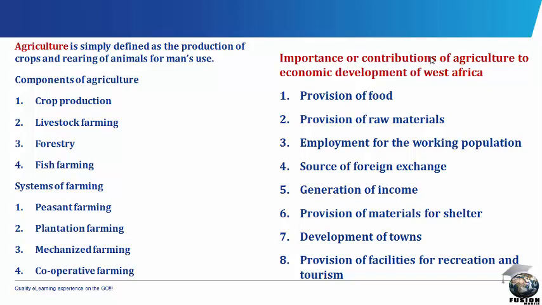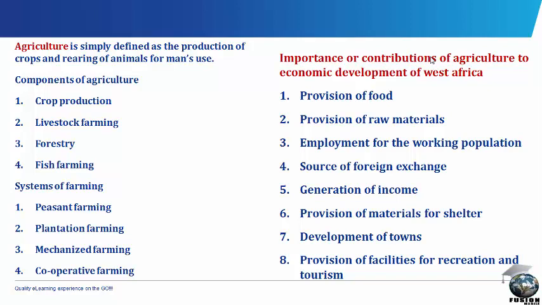Source of foreign exchange. Through the export of agricultural produce like cocoa, cola, groundnuts, palm produce, cotton, etc., a nation is able to earn foreign exchange. Generation of income. Sales of crops and their products, animals and their products provide income for farmers.